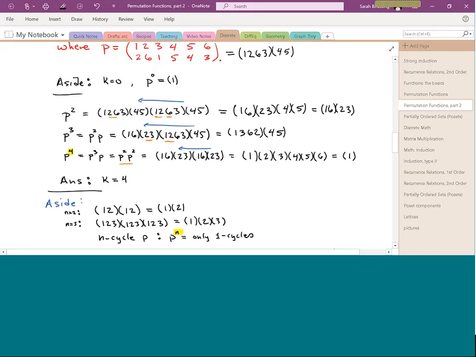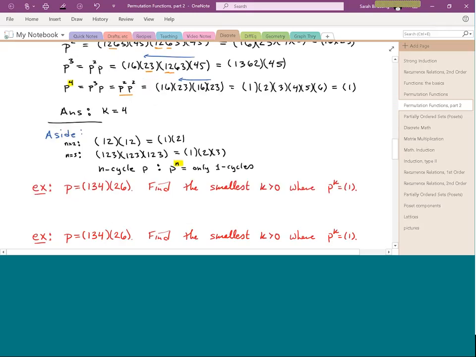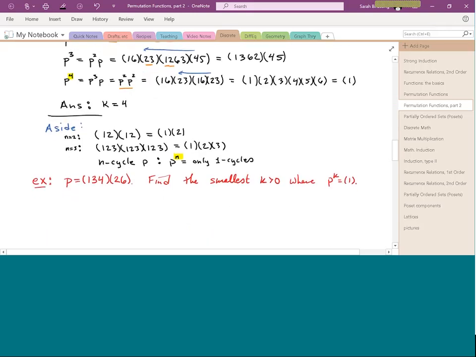And that is a fast and dirty way of figuring out what the exponent is of your permutation function needed to break down that permutation function into only 1 cycles. And remember, only 1 cycles is going to give you your identity function. So using that information, see if you guys can figure out a guess for this next question.